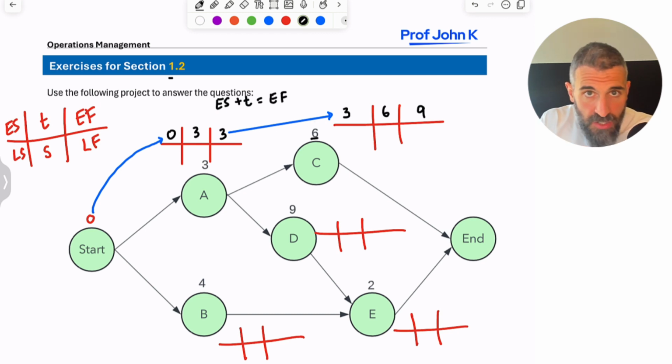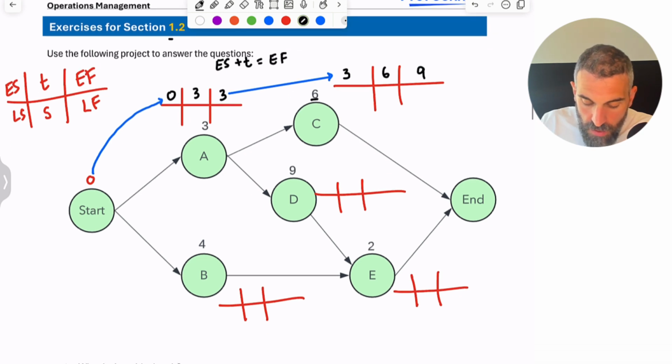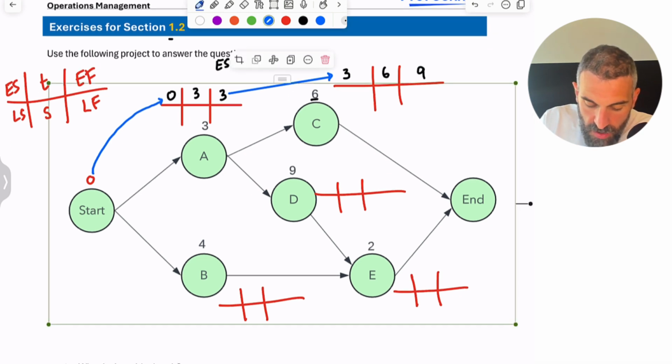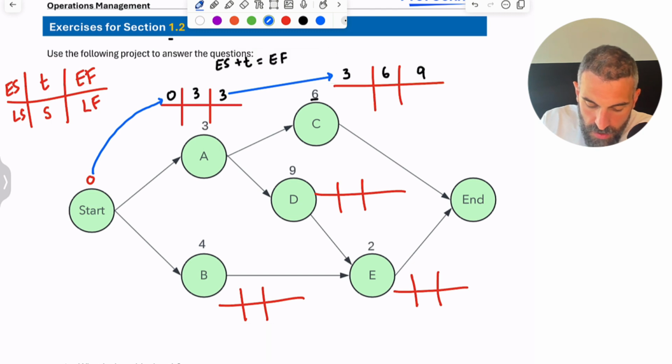Now we're going to go all the way back to the start and do it again for every single activity. So D. D we know is going to start only once A is finished. So this 3 gets passed forward here as well. D is, that's wrong, that should be a 3. D is going to take 9 weeks. And so it'll be done by week, what's the math on that? 12.